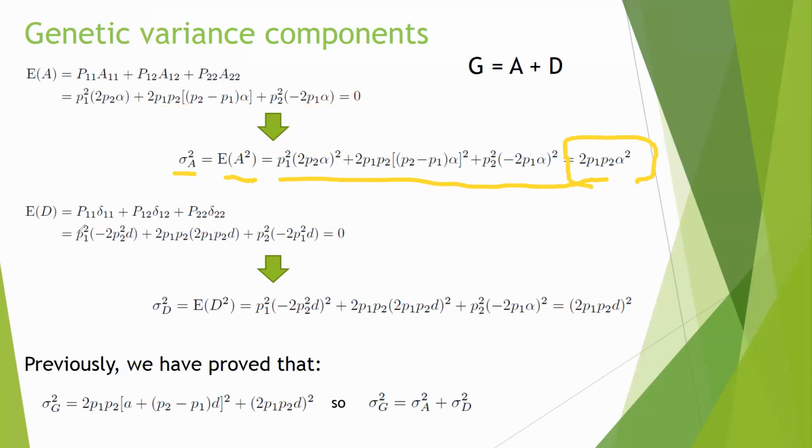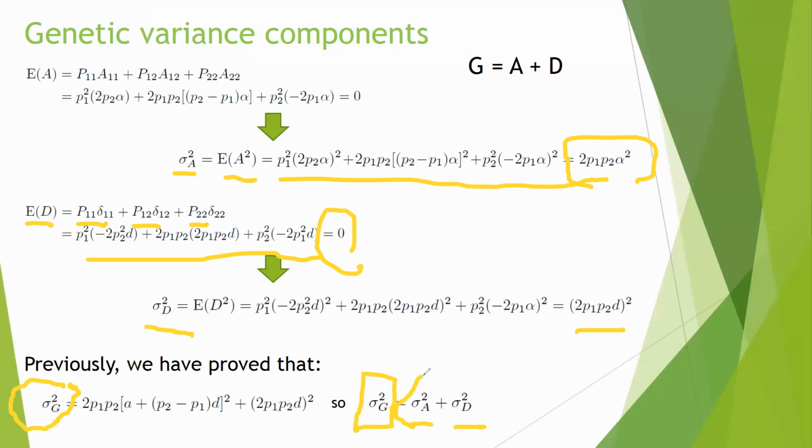And you can do the same thing for the dominance deviation. You calculate the expected value for the dominance deviation using the same formula. The expected value for the dominance deviation is still 0, but its variance equals to this. Based on this, you can see the variance of the genotypic value equals the sum of these two parts: the variance due to the additive effects and the variance due to the dominance deviation. You can easily prove this.